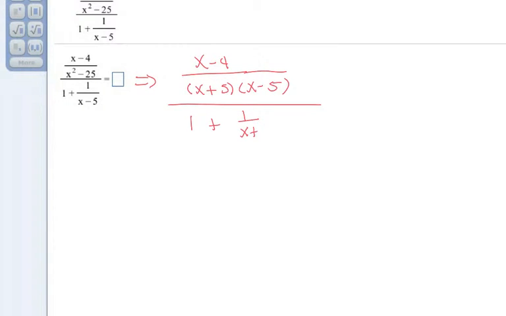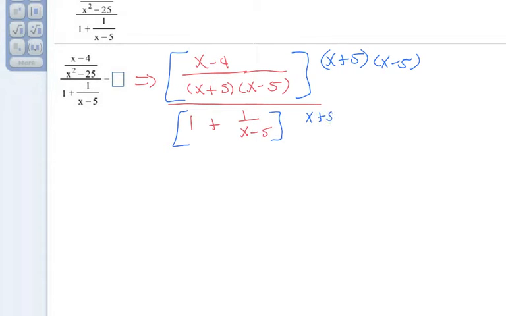And then you would want to multiply the top and the bottom by the least common denominator of your small fractions. So looking at my fractions, I have x plus 5, x minus 5 in this top fraction up here. And then in my denominator here, I have a small denominator of x minus 5. Therefore, my least common denominator is x plus 5 times x minus 5. So I need to multiply the top and the bottom by x plus 5 times x minus 5, using our distributive property and our denominator down there.